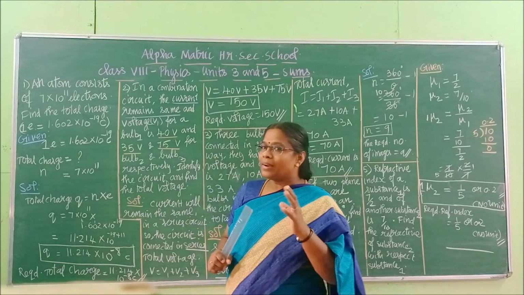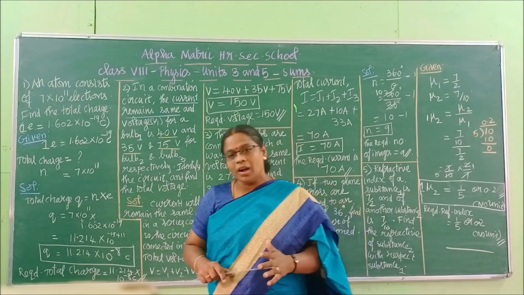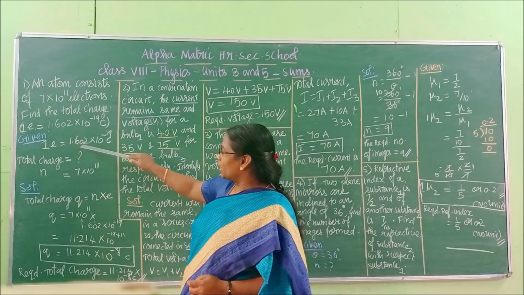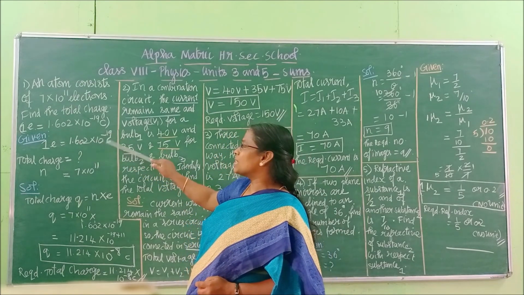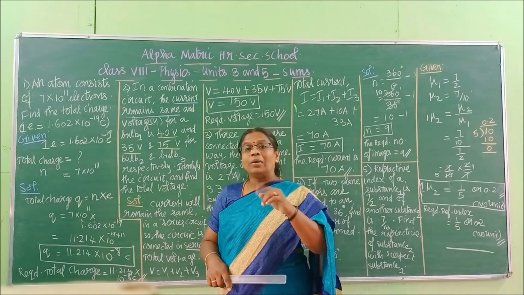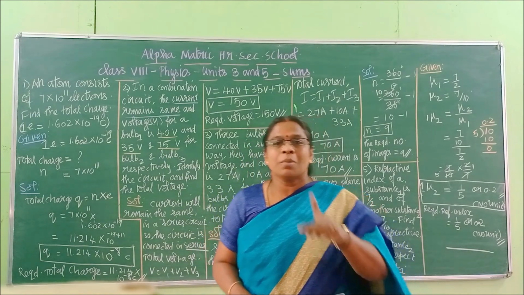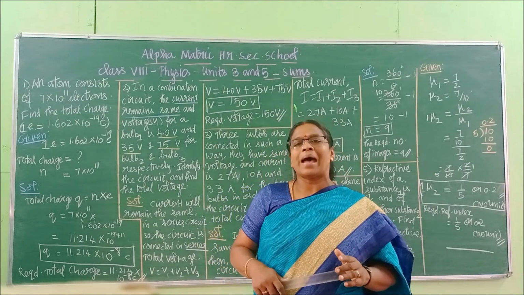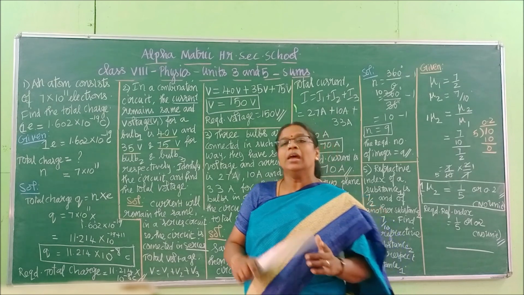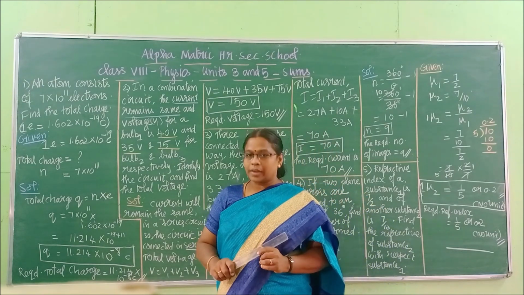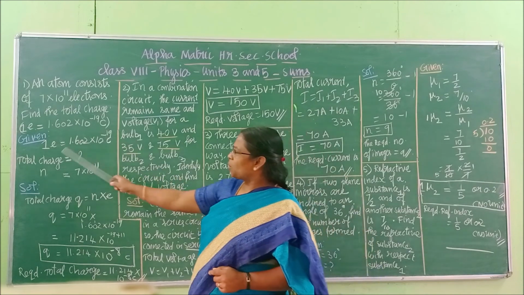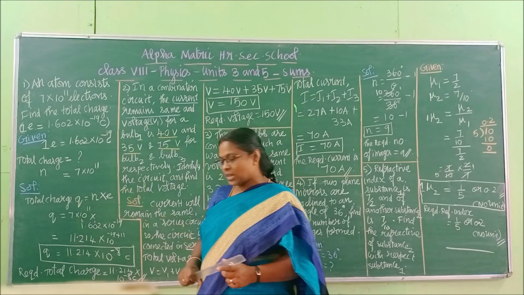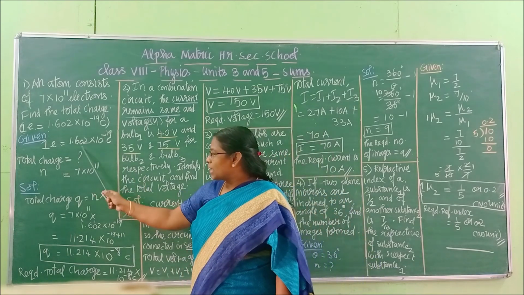Now we already know that in our textbook we have learned the charge of 1 electron is 1.602 into 10 power minus 19 coulomb. We learned about elementary charge, the charge possessed by 1 electron or 1 proton. Children, turn back the pages of the lesson electricity; in the second page you will have this content. That is what is given here: 1 E is equal to 1.602 into 10 power minus 19 coulomb, and total charge is equal to what?